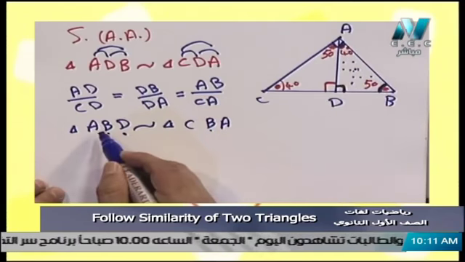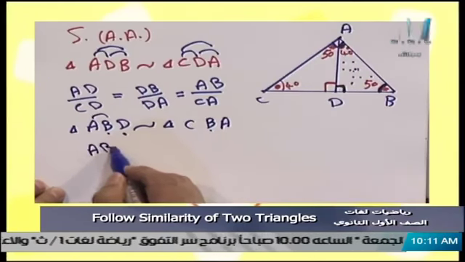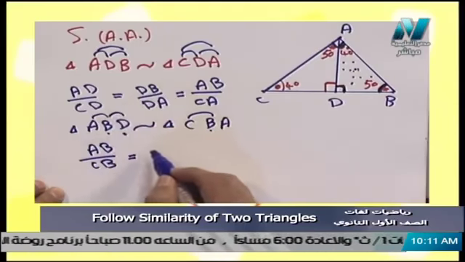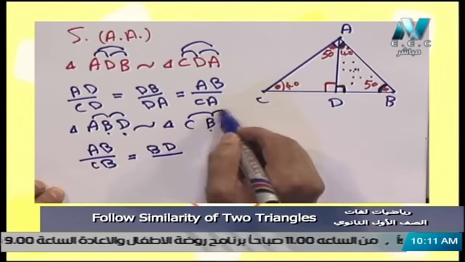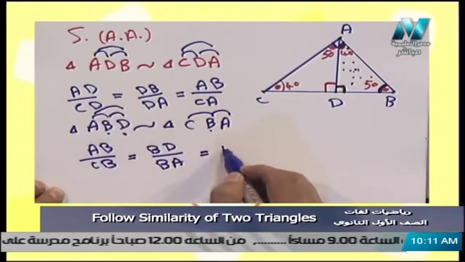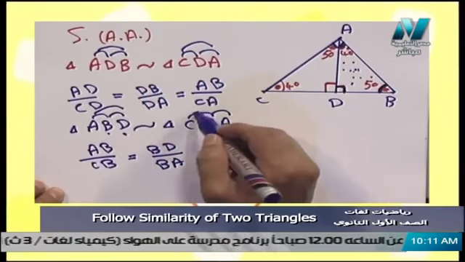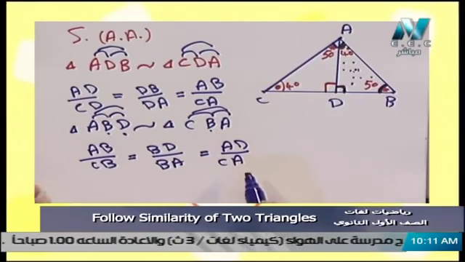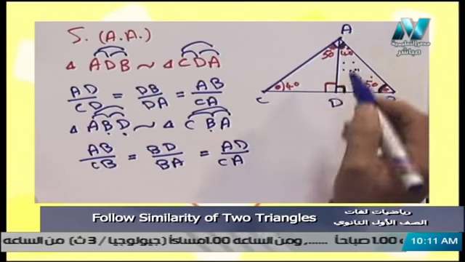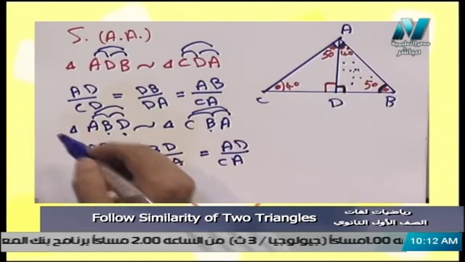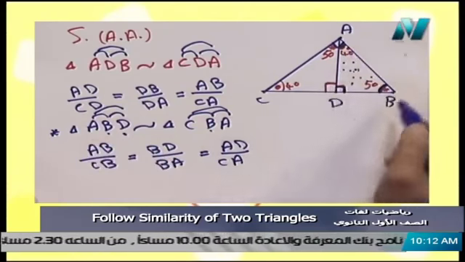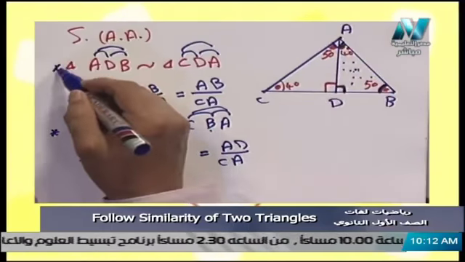And also we can say that AB over CB will be equal to BD over BA, of course equals AD over CA. We have talked about triangle ABD and triangle ABC here, and we have talked about the two small triangles ABD and ACD.